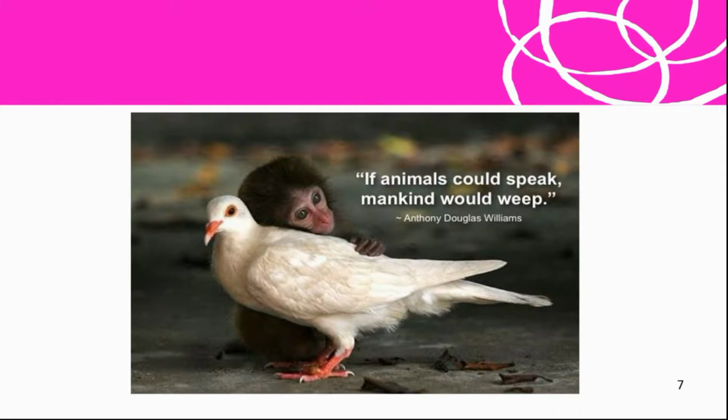I like using this image a lot because it tells a story. It tells of how animals are even kinder to their own kind when you compare them to humans. And it says if animals could speak, mankind would weep. They show more empathy than humans would ever show. And it baffles me at times when I see people who are supposed to be global citizens don't show empathy for people who are suffering in different parts of the world outside of their immediate environment.